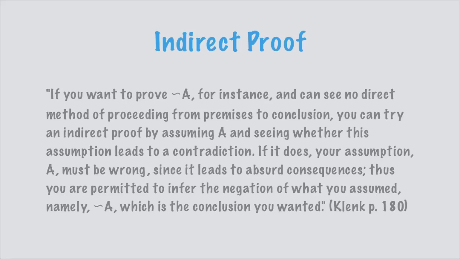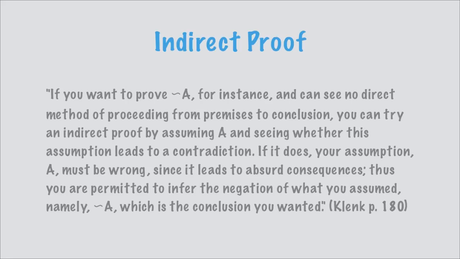So in other words, presumably you're given premises that lead to a conclusion, not A, and you say, well, how can I prove that these premises lead to this conclusion? Well, one way to do it is indirectly by saying, if these premises lead to not A, then if I assume A is true, that should result in a contradiction, into something sort of ridiculous. So if it does, your assumption A must be wrong since it leads to absurd consequences. Thus, you are permitted to infer the negation of what you assumed, namely not A, which is the conclusion that you wanted. So you assume the opposite of the conclusion.